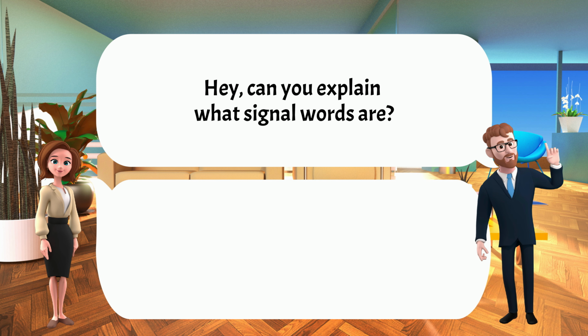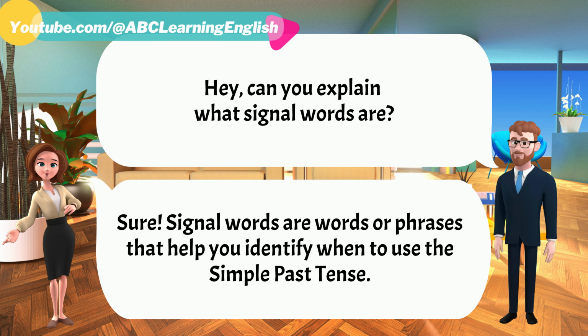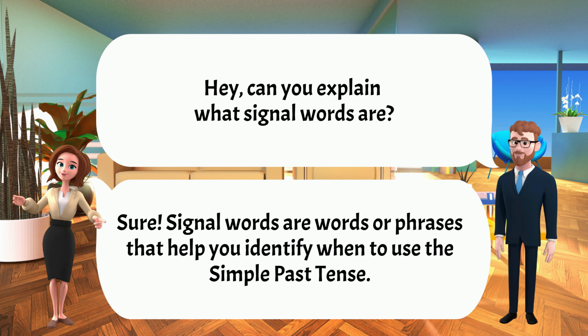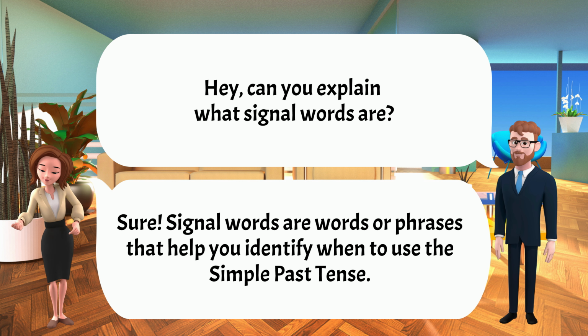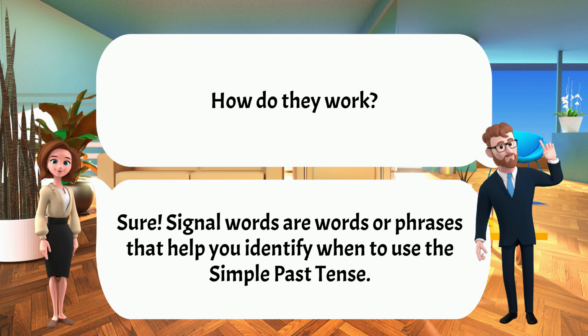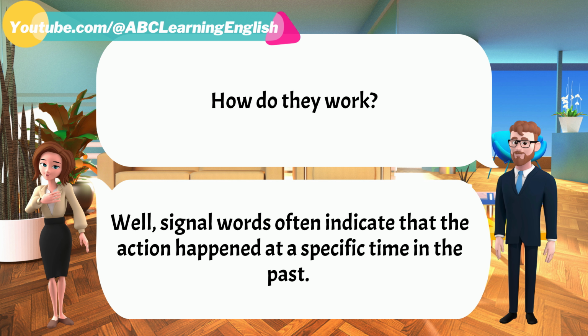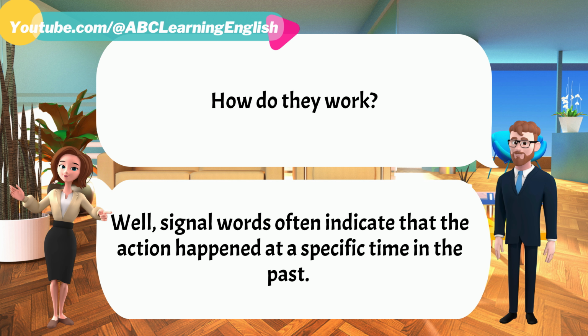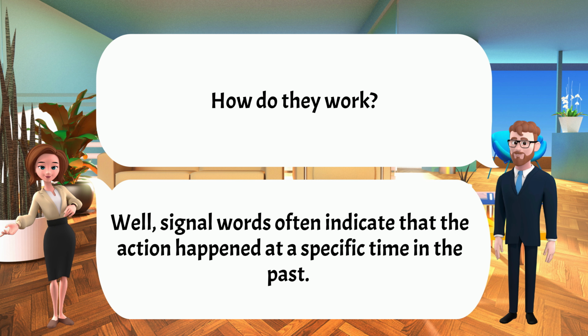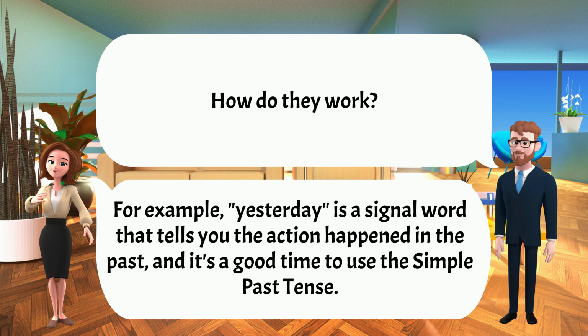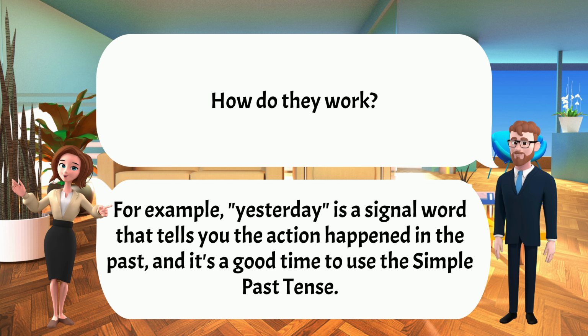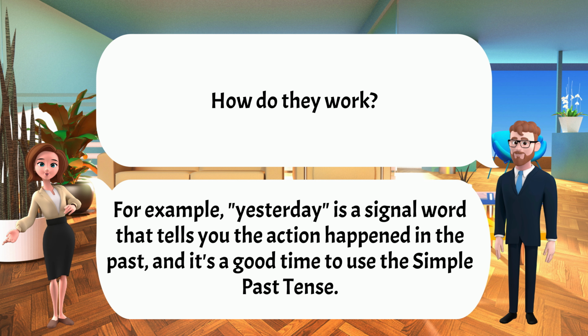Hey, can you explain what signal words are? Sure. Signal words are words or phrases that help you identify when to use the simple past tense. How do they work? Well, signal words often indicate that the action happened at a specific time in the past. For example, yesterday is a signal word that tells you the action happened in the past, and it's a good time to use the simple past tense.